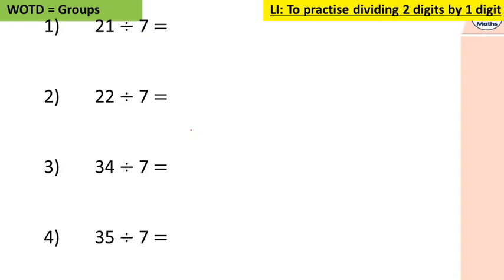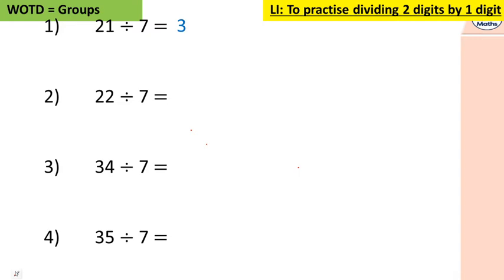So 21 divided by 7. So thinking about 7 times table here. 7 times what is 21? Oh, I'm using a pen, that's why. So 7 times 3 is 21.